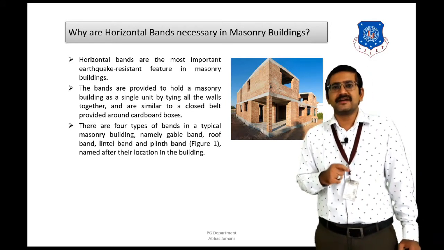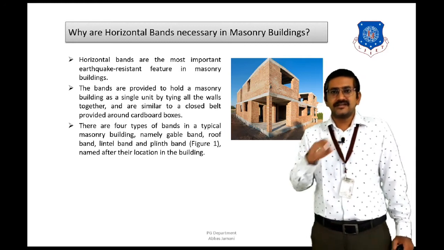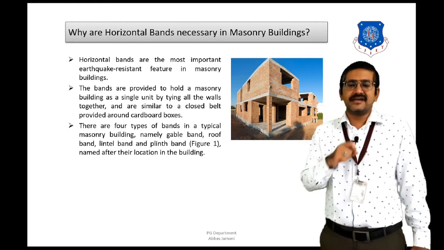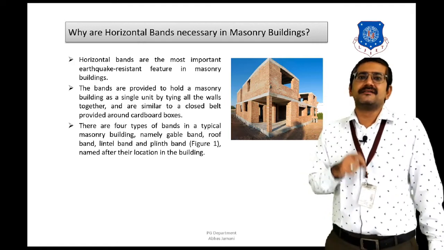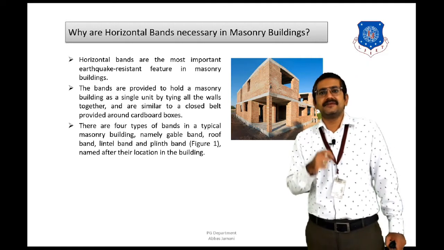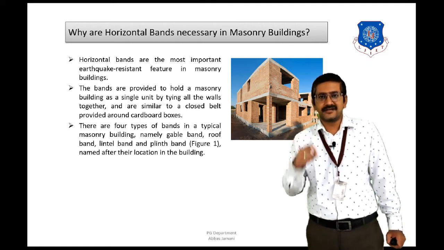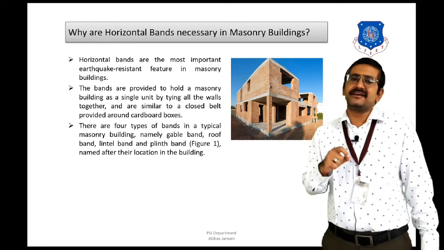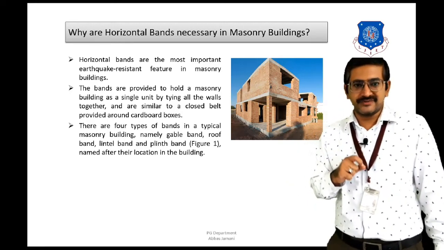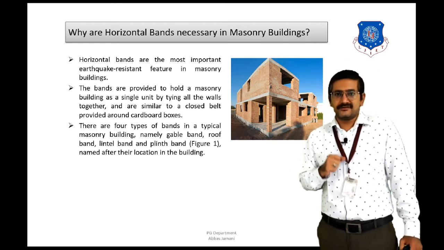How are they going to play an important role? They do so by ensuring that all the corners of the building are tied together, and the entire unit acts as a single unit when lateral force is applied. And when this happens, we can ensure good transfer of lateral load, and the building remains stable when the earthquake occurs. Now there are 3 to 4 types of horizontal bands.